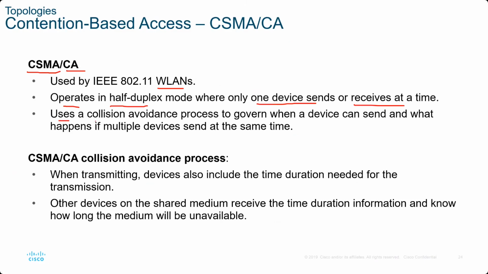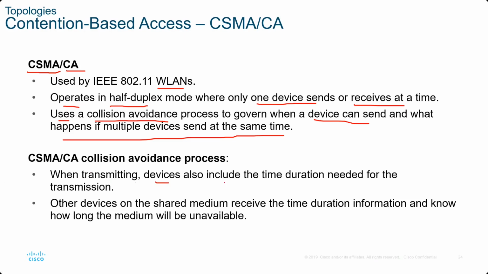So it uses a collision avoidance process to govern when a device can send and what happens if multiple devices send at the same time. All of your devices are running CSMA/CA, and that's how every device gets a specific amount of time in milliseconds where they can send a specific amount of data, and then they have to stop. Send and stop, because they have to give other devices an opportunity to send as well. So that's why your speed is limited when you're connecting to Wi-Fi.